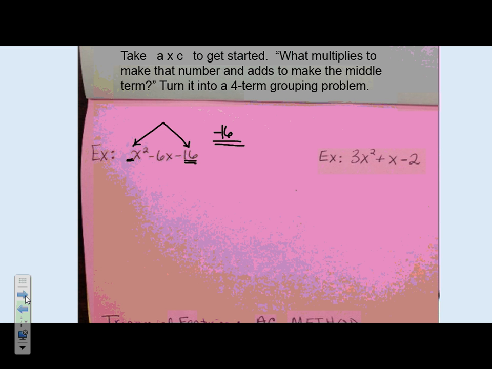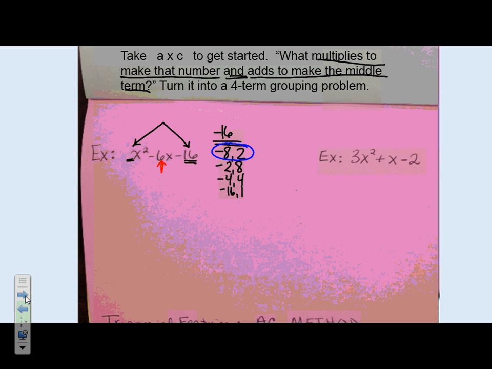Now this number plays an important role in what we do. What multiplies to make that number? Well, lots of things multiply to make negative 16. There's negative 8 and 2, negative 2 and 8, negative 4 and 4, negative 16 and 1. You get the idea. But we're looking for the pair that multiplies to make negative 16 and adds to make the middle term. So we want the pair that adds to make negative 6. If I look through my list, negative 8 and positive 2 are the same thing as negative 6 when I add them together.